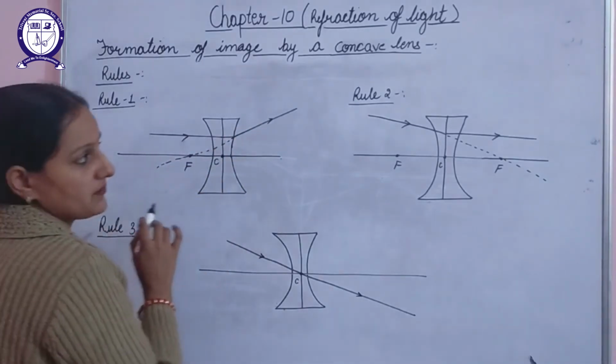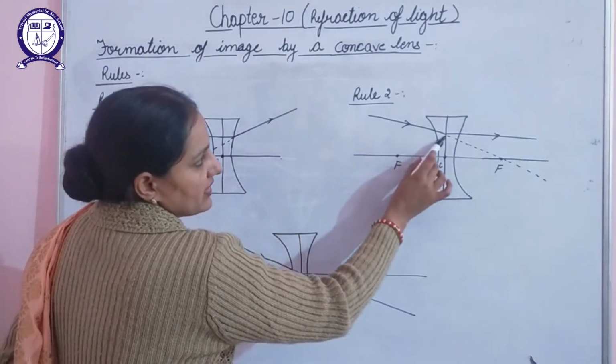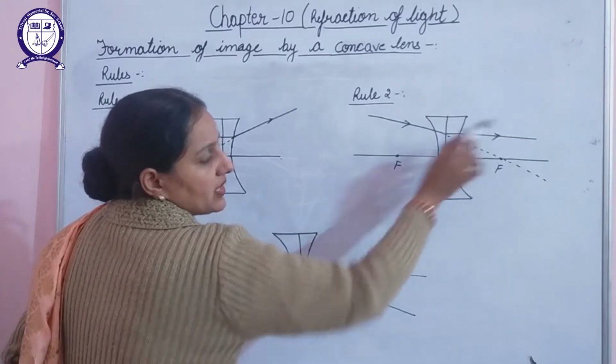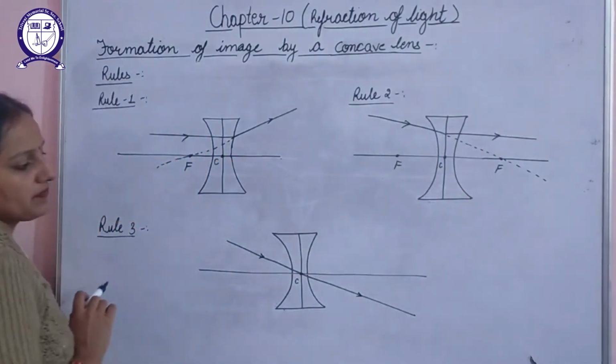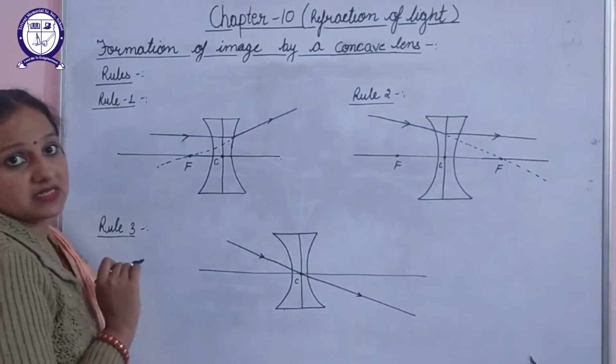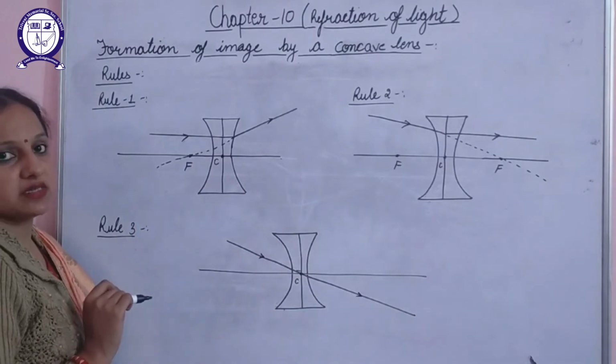So if a ray of light is parallel, it will diverge as if it is coming from focus. The second rule says that if a ray of light is striking this lens as if it will pass through focus, then after refraction it will become parallel to the principal axis. Third rule, if a ray of light passes through the optical center, it will pass straight without any deflection in its path.